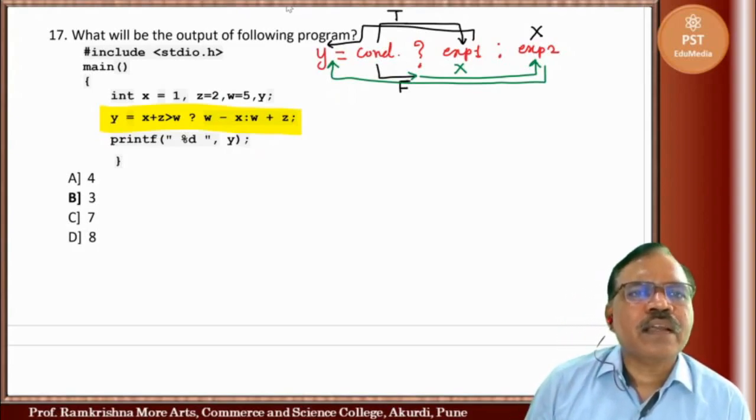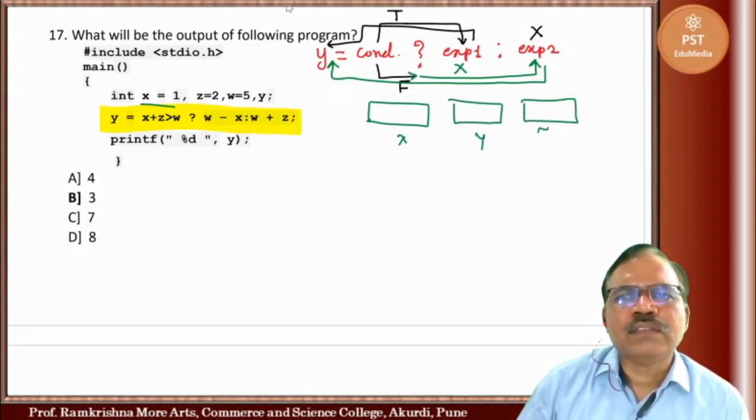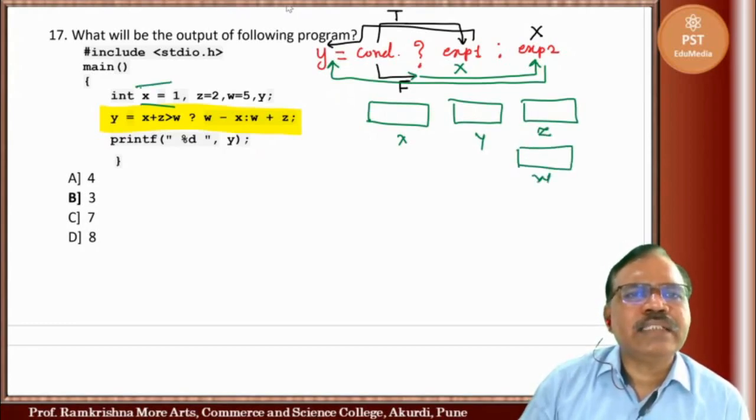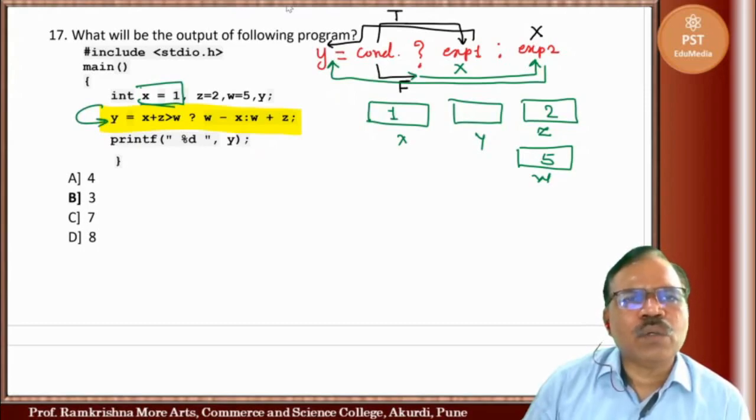Now here x is equal to 1. So when we run this program, memory locations are reserved for X, Y, Z and W. X equal to 1 means 1 is stored here. Z equal to 2, 2 is stored here. W equal to 5, 5 is stored here. And then it will come here. Y equal to X plus Z greater than W.